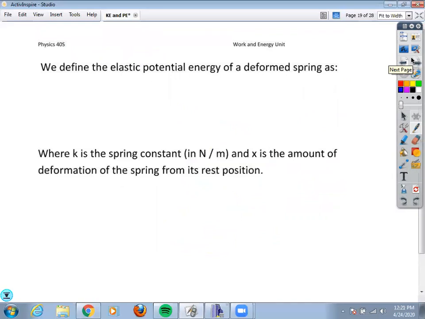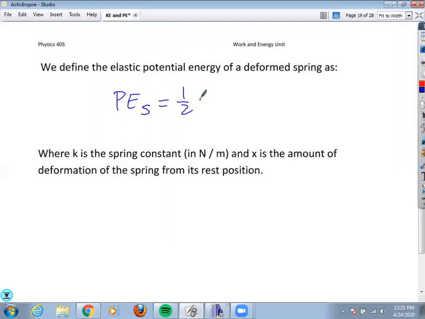I think I just defined it, so working ahead. Yeah, so we've defined it. Again, I'll write it one more time. So elastic potential energy, PEs, equals 1/2 kx squared. x must be in meters, okay? And k must be in newtons per meter. So it's very important that those units are as is. As you can see, newtons per meter for k, and x is in meters.